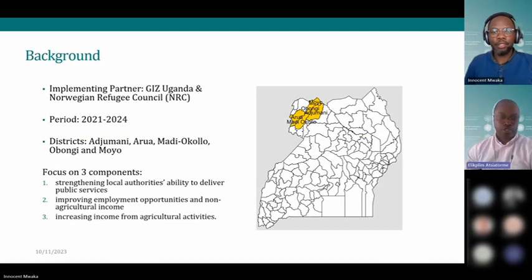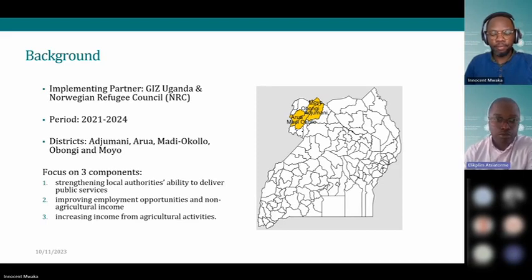So I will just give a very brief introduction of the RISE program. I believe there might be one or two of you who were actually part of the implementation of this program. The main partners involved were GIZ Uganda and the Norwegian Refugee Council. And this was an RCT, and I think we spoke about randomized control trials yesterday, and this is an example of a counterfactual impact evaluation that uses that methodology.